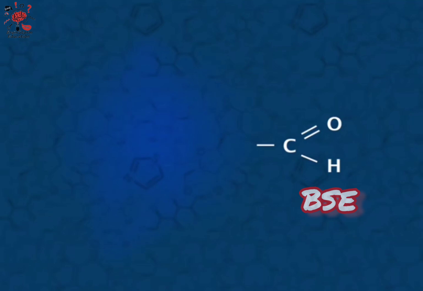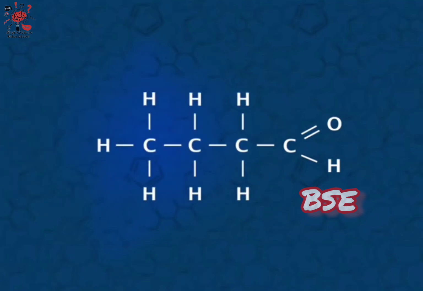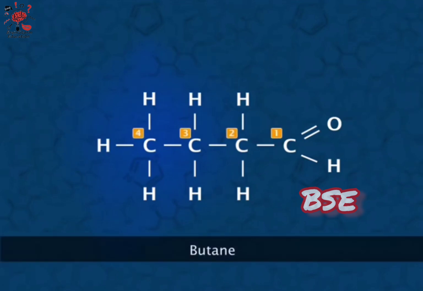Look at this compound. In order to name this compound, we must first identify the longest continuous carbon chain. As there are 4 carbon atoms, the parent hydrocarbon is butane. Now drop the letter E from butane.